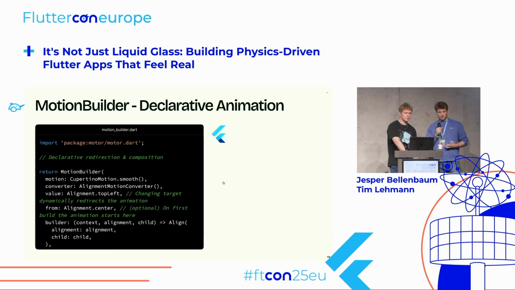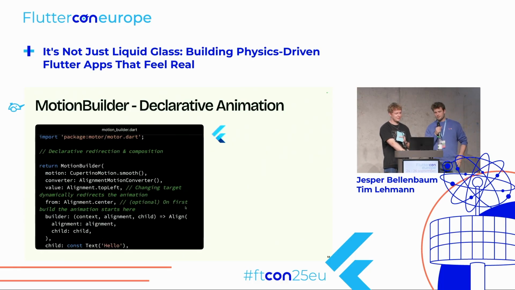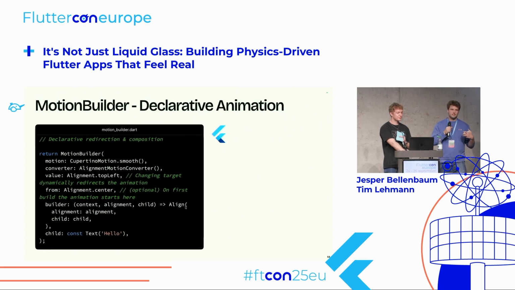And if you are lazy as I am, you might like declarative animations more, where you basically just have a state and the UI should figure out how to get there. I don't want to make it manually. And then you can use a motion builder, which basically abstracts the motion controller for you. And in this example, you can see we just swap out the alignment value.